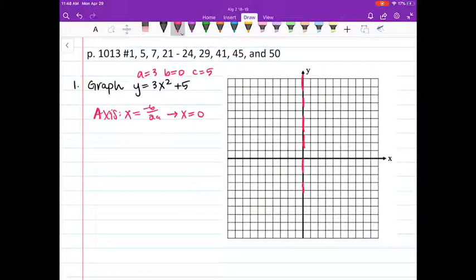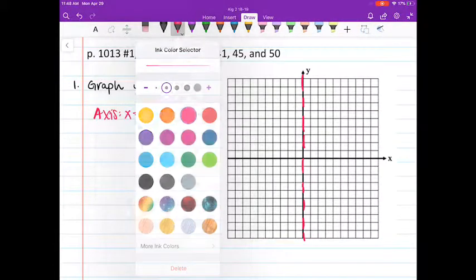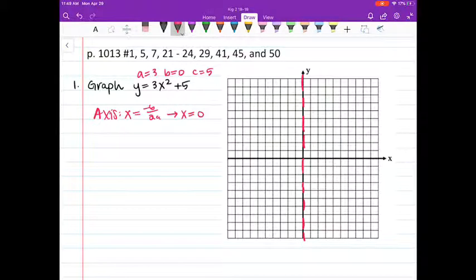So we draw in that vertical dotted line that we're going to use to reflect our points, and then we'll move on from there. Next we need to find our vertex. Our vertex is going to have the same x-coordinate as our axis of symmetry. To find the y-coordinate, we are going to plug it in. So we've got y equals 3 times 0 squared plus 5. Well, 0 squared is 0. 3 times 0 is 0. 0 plus 5 is 5.